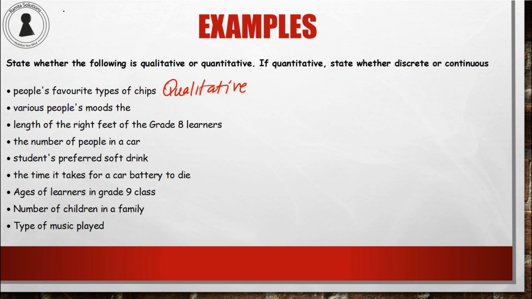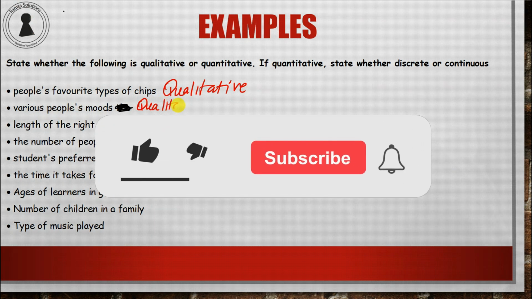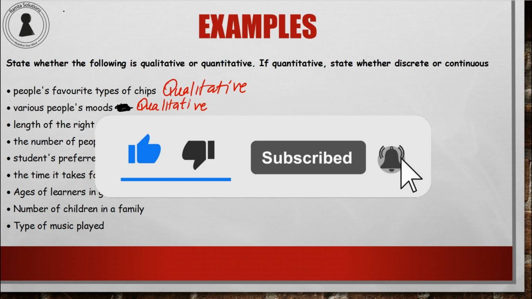Now, the next one, various people's moods. Can you really count people's moods? No, you cannot. Can you measure it? No, you cannot. So it is also qualitative.